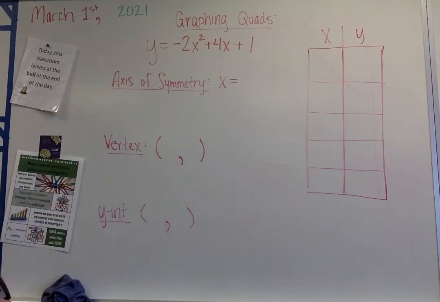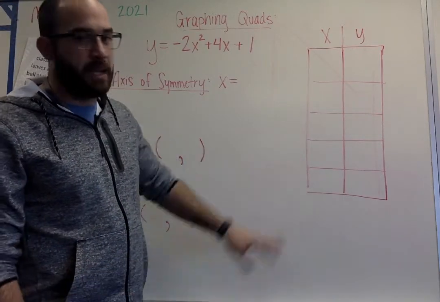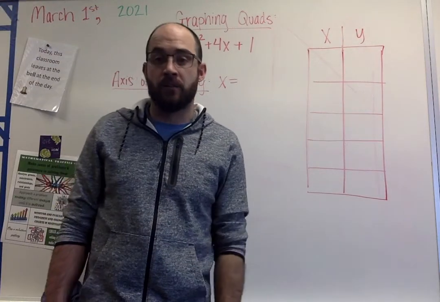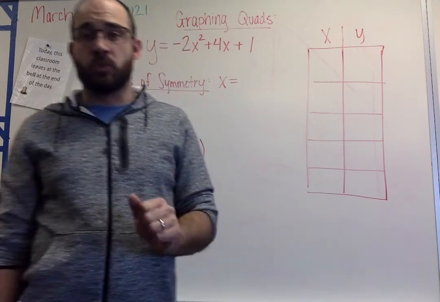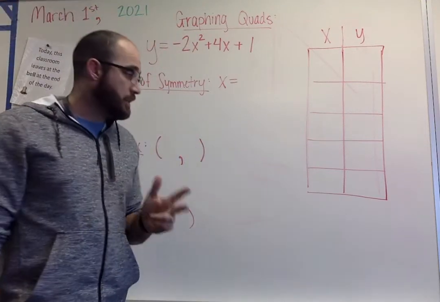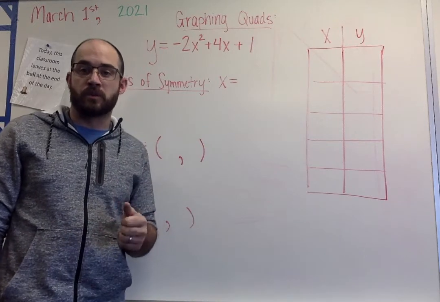Today I'm going to bring in the y-intercept and fill out a table and then actually put that on a graph. The only things that we have left to work with after that are domain, range, and then our zeros, which we've already dealt with using the quadratic formula.